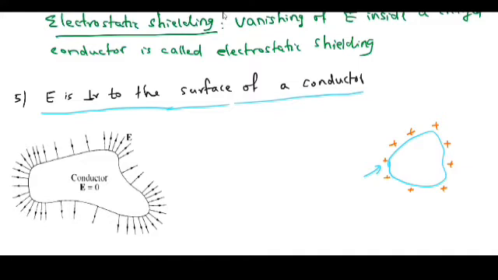Because of Coulomb repulsion, the charges naturally spread out as much as possible.